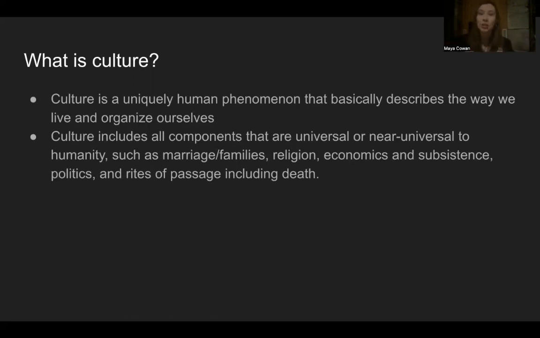Politics, political organization, rites of passage. Rites of passage basically mean when you go from one phase of life to the next. That includes birth, becoming an adult, marriage, having children, death. All of these things are considered part of culture.